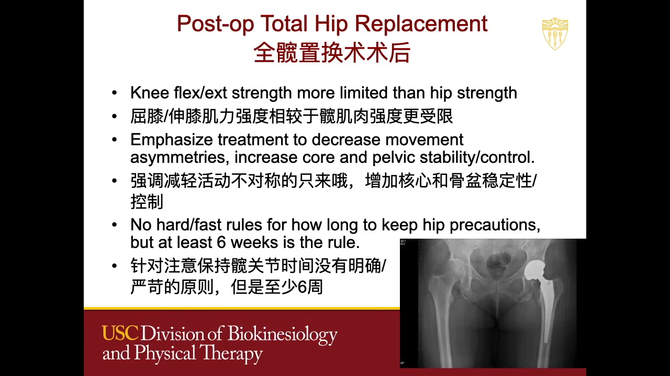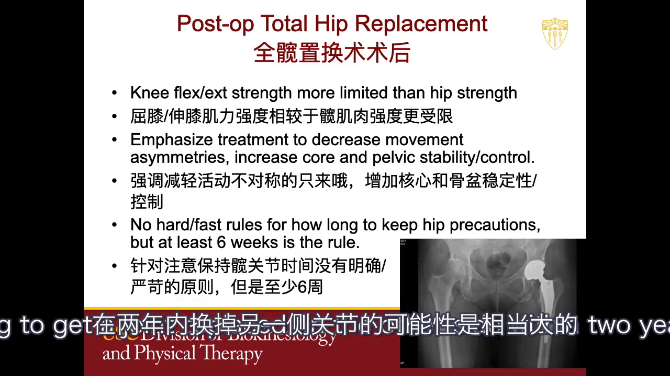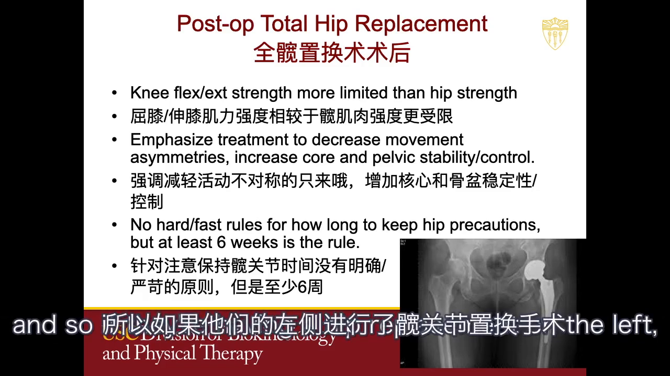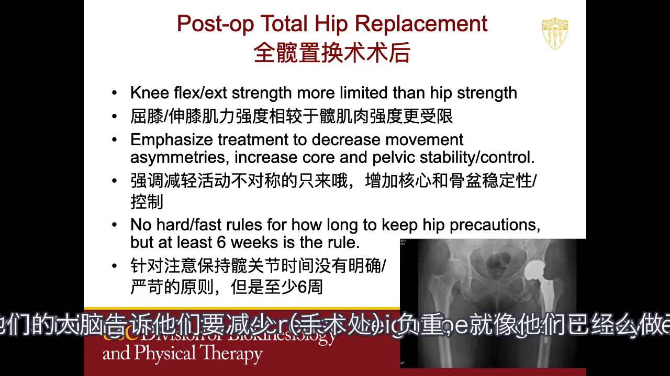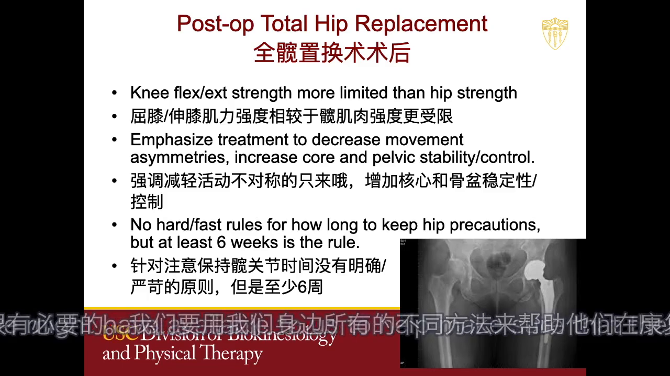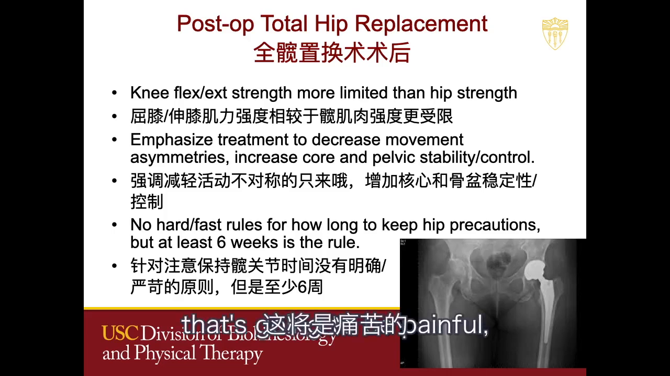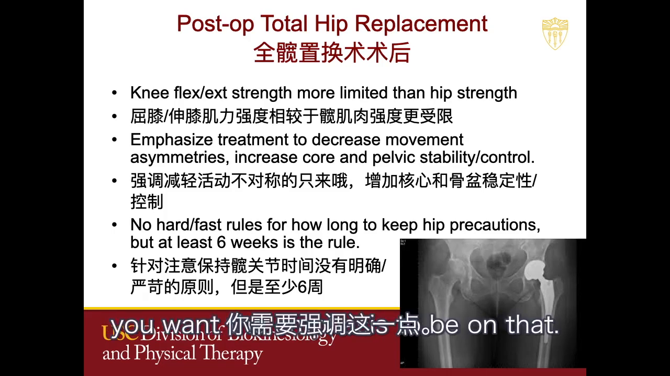Remember that the possibility of having to get a joint replaced on the other side within 2 years is pretty significant. And so if they're having a hip replacement on the left, we want to make sure that we're training them throughout their rehab to increase their weight bearing on the left, because it's likely that their brain is telling them to decrease weight bearing, and they've been doing so for many years. And so we really do have to train them and use different things that we might have available to us to help make sure that they're weight bearing equally on both sides throughout the rehab process. Obviously, initially, that's going to be painful, but as we continue to work with them, you want the emphasis to be on that.